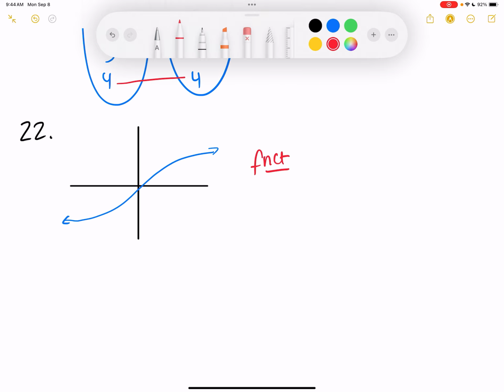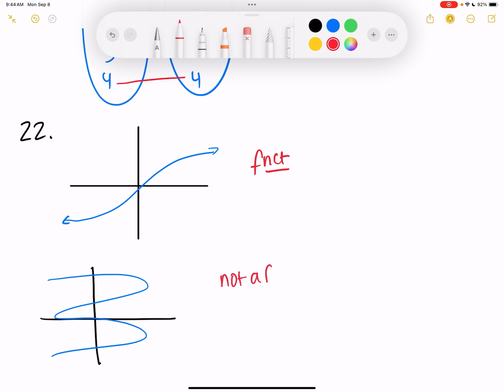Another example, if we had something like this. This is not a function, because at pretty much every point it intersects more than once. What if I had the graph of a circle? Nope, because it intersects twice, so this one would be not a function.